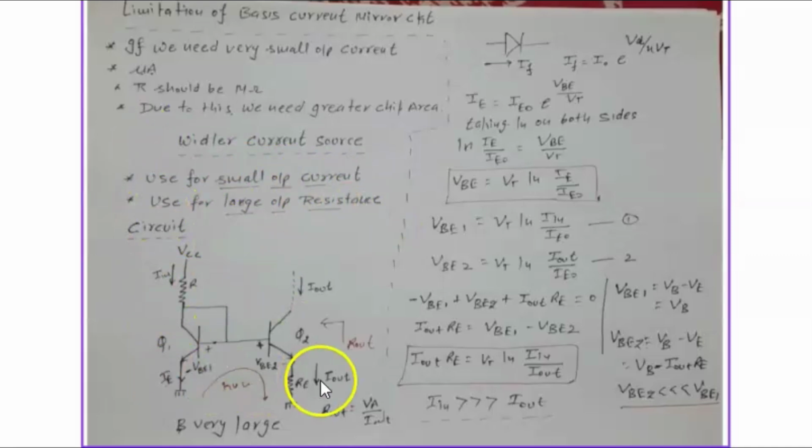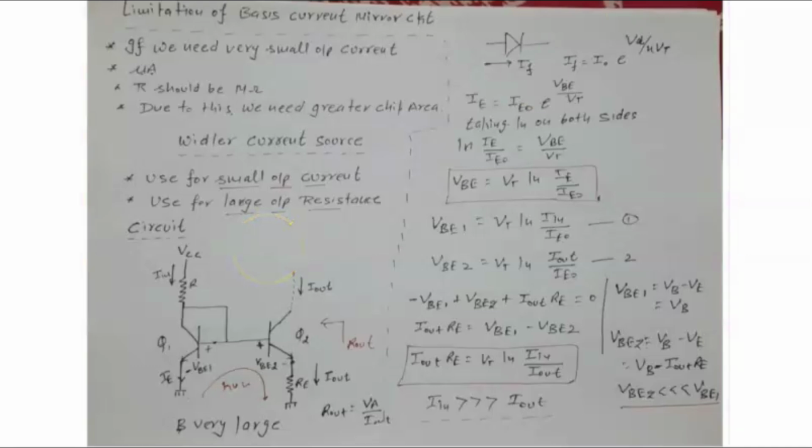So basically this circuit is used for small output current and for large output resistance. Here we have a circuit where we have just connected an emitter resistance at the end. And we know that our output resistance is equal to VA by I output. Now, through this circuit we are going to prove that our input current is much larger than the output current. But before that we will have to see a basic thing.